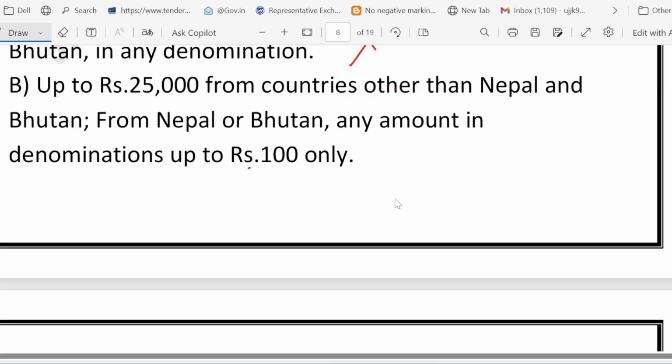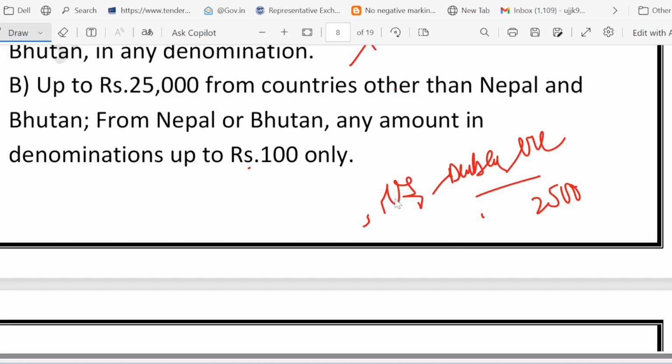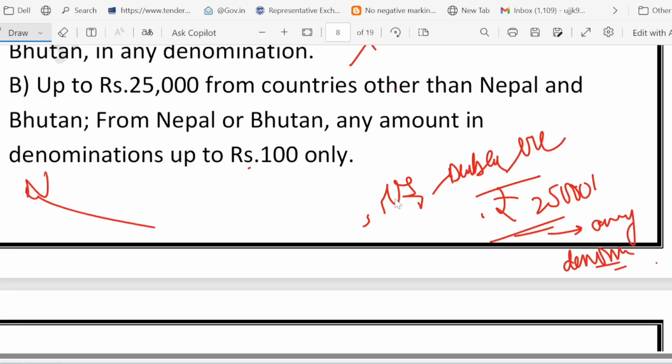Let me remind you. If you are coming from the US, from Dubai, or from the UK, you can carry up to 25,000 rupees in any denomination, right? But if you are coming from Nepal or Bhutan, you can carry any amount, but only in 100 rupees notes or smaller. So no 500 rupees or 2000 rupees notes, obviously they are banned. No 500 rupees note is allowed from these countries. Yes, so B is the correct one.